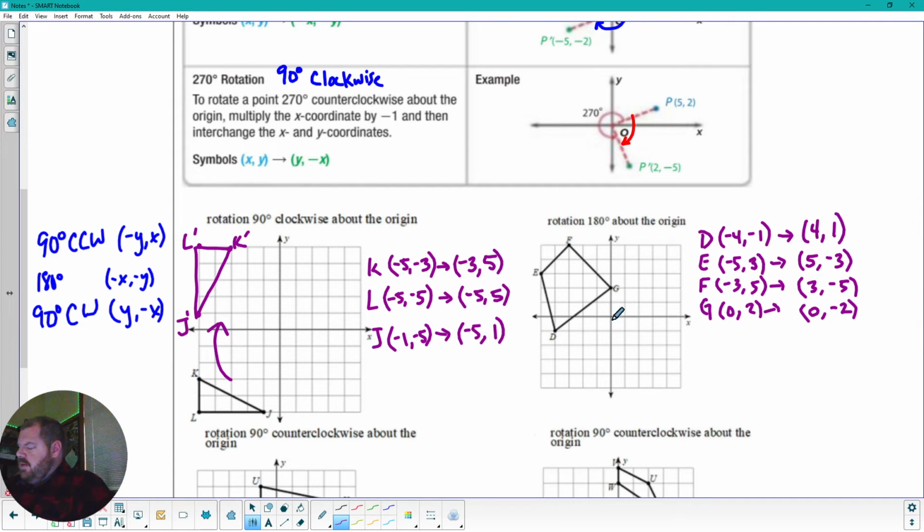So let's get these points out there. I've got 4, 1. I've got 5, -3. 3, -5. And 0, -2. And this was D, E, F, and G. And those all need to be prime. Need apostrophes on all those. Then I can go ahead and connect it, and there we go. That is a 180-degree rotation about the origin.